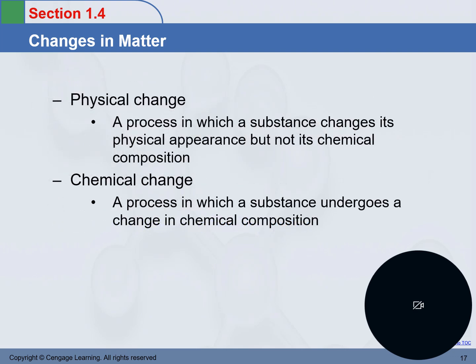So just to reiterate from our previous slide, physical change is a process in which the substance changes its physical appearance but not its chemical composition. The other type of change that we'll discuss is a chemical change, and this is where the substance undergoes a change in composition and a new substance can be formed. A lot of times we look for certain characteristics or certain conditions, a change in temperature, a change in color, production of a gas, or the formation of a precipitate would all be examples of chemical changes.